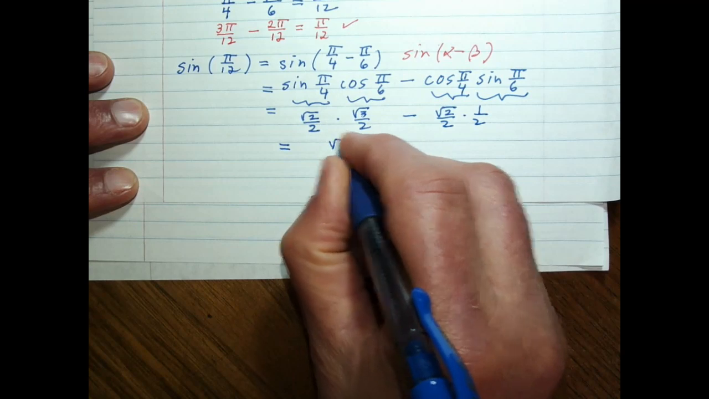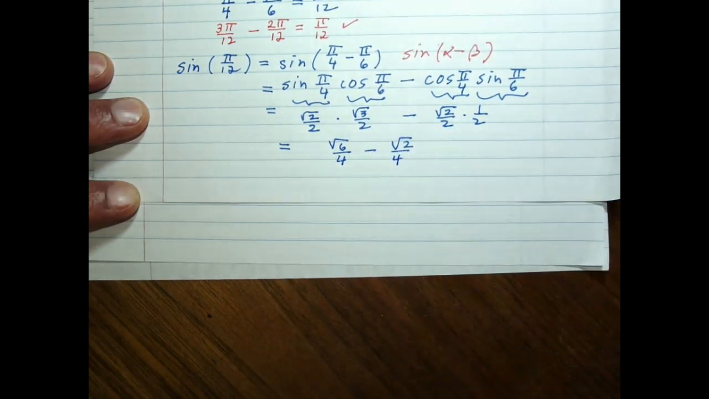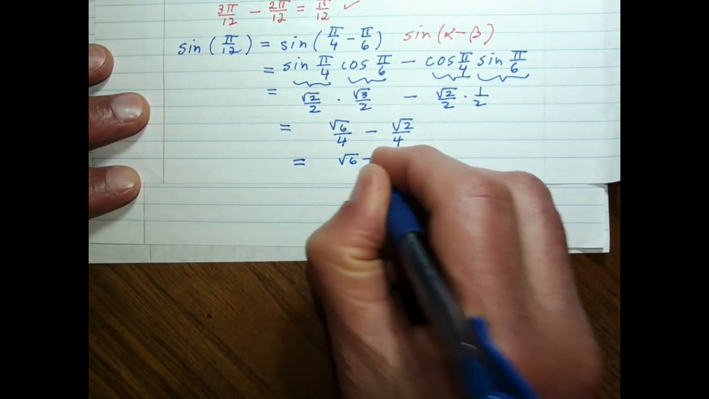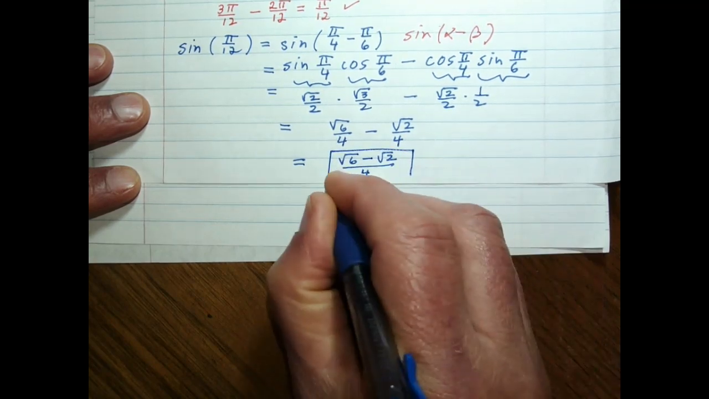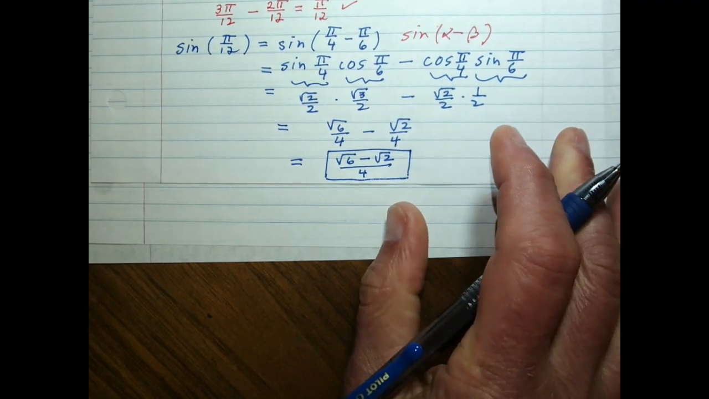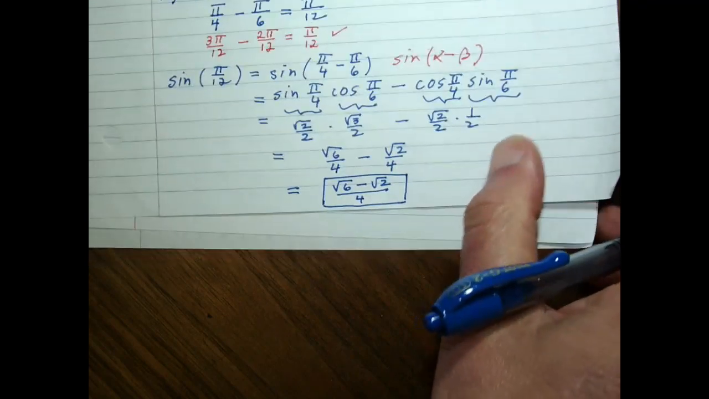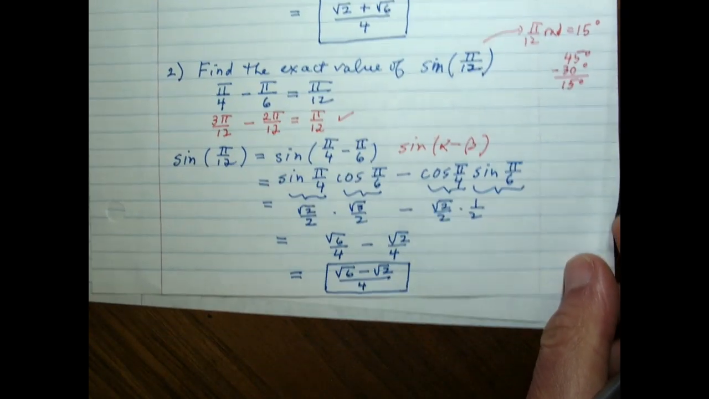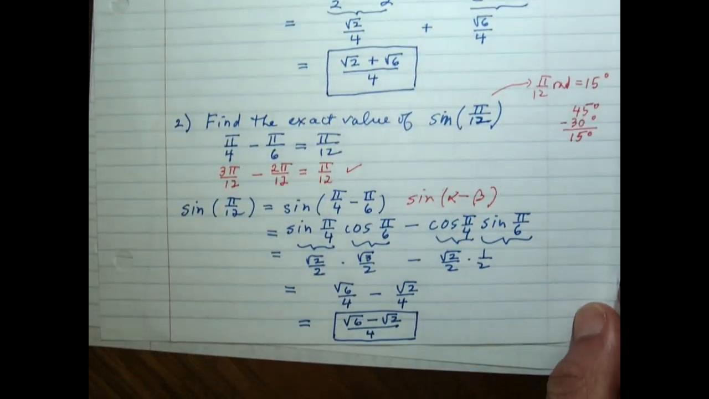So it looks like I have square root of 6 over 4 minus square root of 2 over 4, which is going to be square root of 6 minus square root of 2 all over 4. And I can't combine those radicals, can't add them together. So that's my answer for number 2. So we did a sine of the difference. I guess we also did a sine of the sum, one with degrees and one with radians.